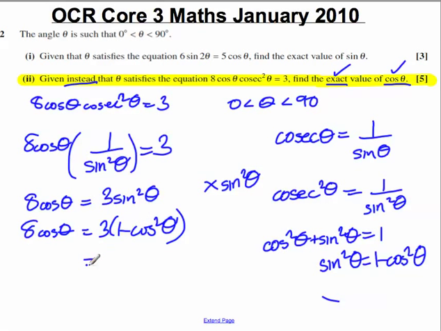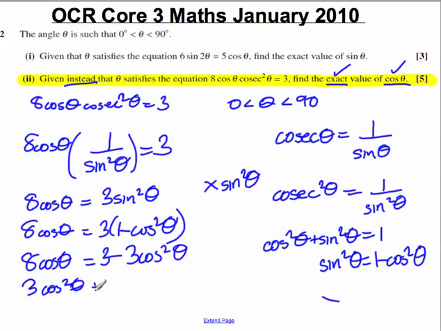Open up these brackets, expand. We get 3 minus 3 cos squared theta, and all of that is equal to 8 cos theta. Now what? Well, if we add 3 cos squared theta to both sides and subtract 3 from both sides, or sometimes you think of it as taking the 3 and the minus 3 cos squared theta over, so one side of the equation is 0, we would get 3 cos squared theta plus 8 cos theta minus 3 is equal to 0. Well, that's a quadratic in disguise.